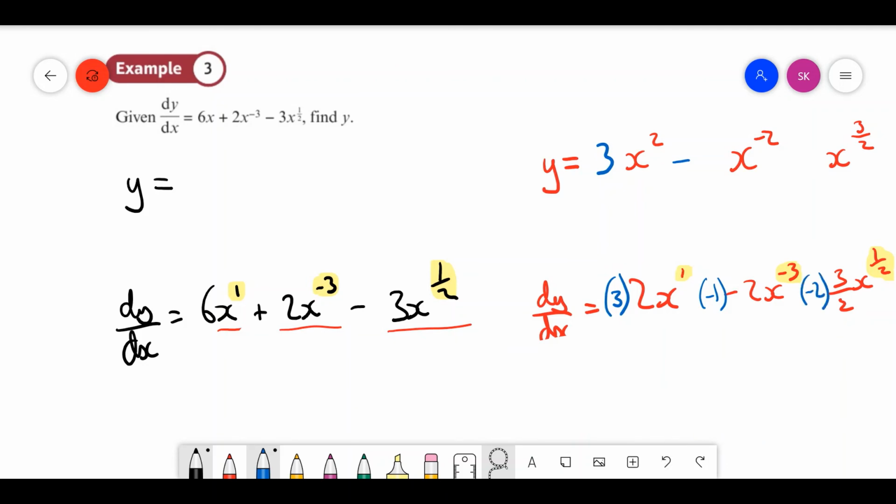Which means I'll write it up here. So therefore, my solution, my actual integrated answer is this. But remember, we have to say plus c to show that it could be any constant there. We don't know what it is.